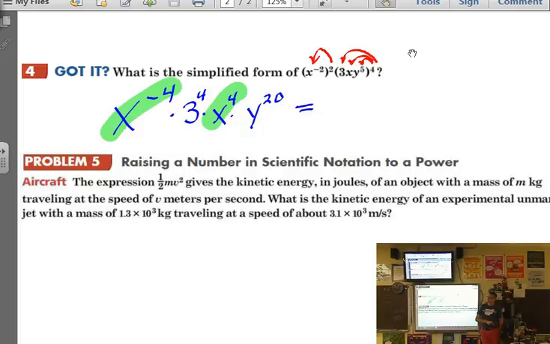Those two cancel out. That's like x to the fourth over x to the fourth. They cancel. 3 to the fourth is 81. So 81 y to the 20th. Nice. Questions? Nice and nice.